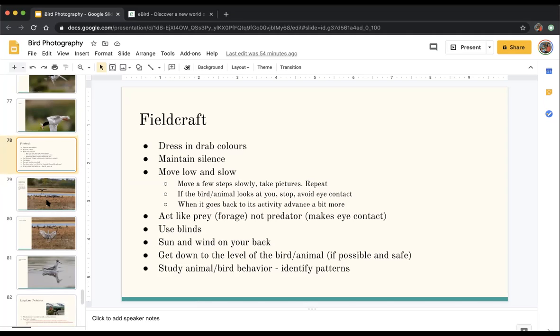And that's a whole subject. You get to learn about the animal, you get to learn about the bird, you get to learn about their behaviors. You can then start seeing patterns. And once you get to that point, you can start setting up and anticipating. That will get you kinds of shots that you would not otherwise be able to get.